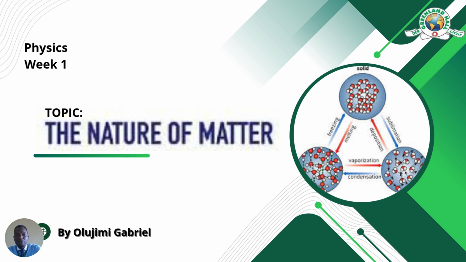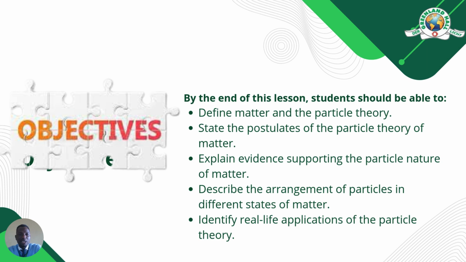But before we go fully into today's topic, here are the objectives of today's class. By the end of this lesson, you should be able to define matter and the particle theory. State the postulates of the particle theory of matter. Explain evidence supporting the particle nature of matter. Describe the arrangement of particles in different states of matter. Then you should be able to identify real-life applications of the particle theory.